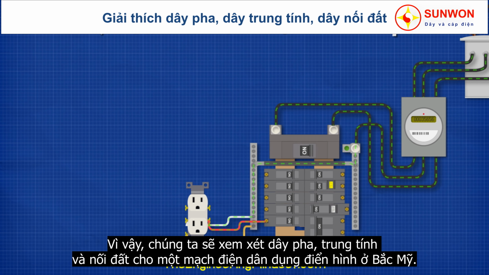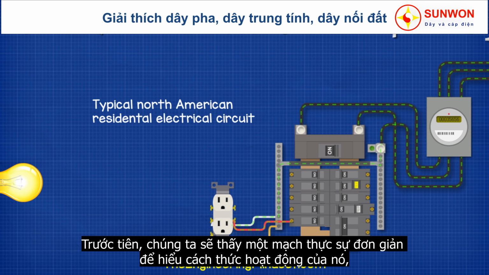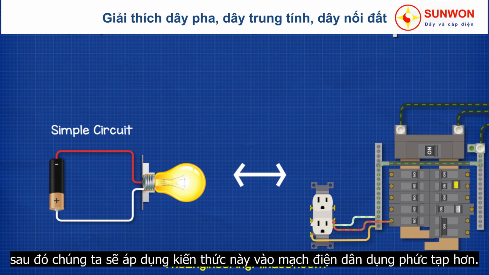Okay, so we're going to be looking at the hot, neutral and ground wires for a typical North American residential electrical circuit. First, we'll see a really simple circuit to understand how it works. Then we're going to apply this knowledge to a complex residential installation.